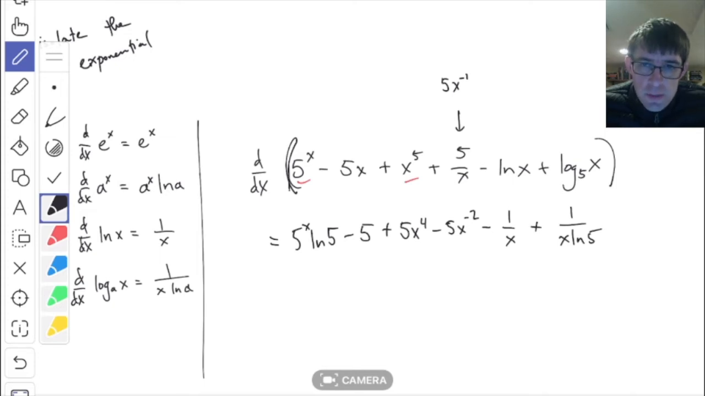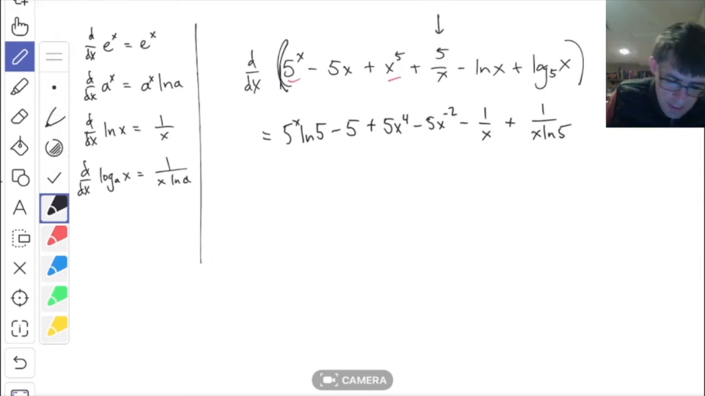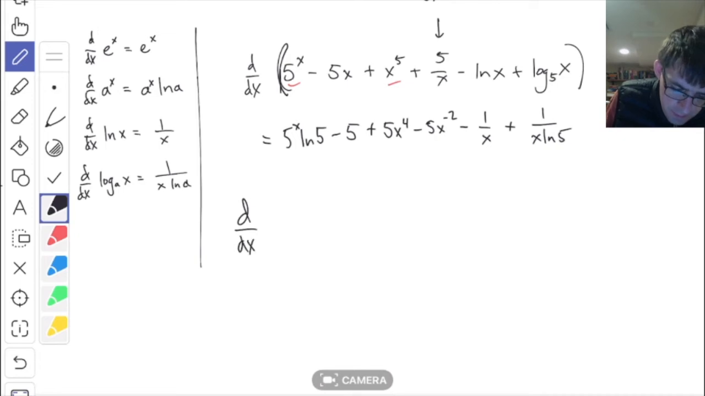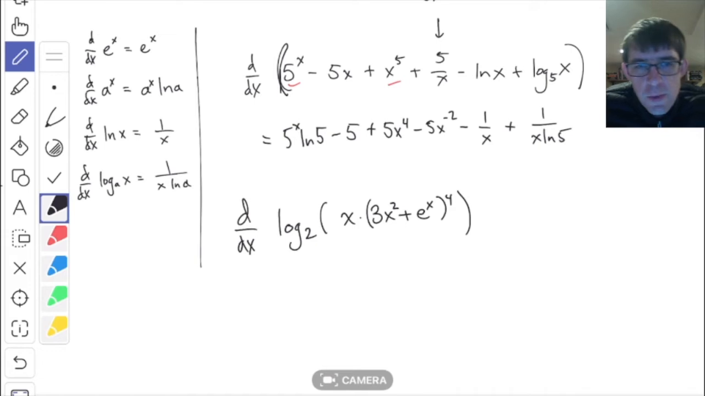All right, those are kind of easy ones because they don't involve chain rules. Mostly, usually the interesting problems with the logs and exponentials are ones in which you have to use the chain rule. So here's let's try one like that. How about derivative of log base 2 of x times 3x squared plus e to the x to the 4. Let's go crazy with it. This is a hard one now. That's the kind of guy I am. Sometimes I go hard.